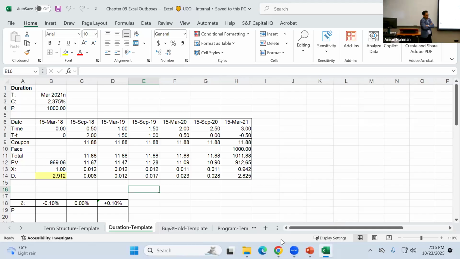Do without formatting also? Without formatting, yeah. Whenever we pull across, we'll use without formatting. So what does the 2.9 mean? That is the value of duration. Now, but there is a deeper question here. How do we interpret it?